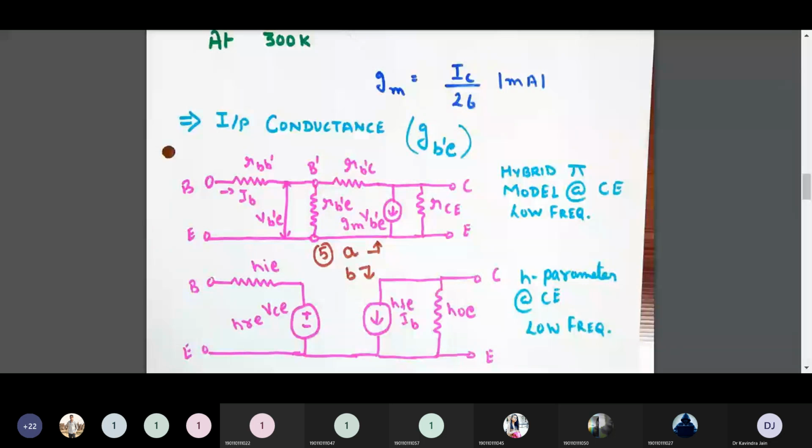Now we are not calculating GM, we are calculating GB dash E. So it is altogether a new formula. So we are applying KCL in figure number 5B. Apply KCL in figure number 5B. So what is IC equal to?